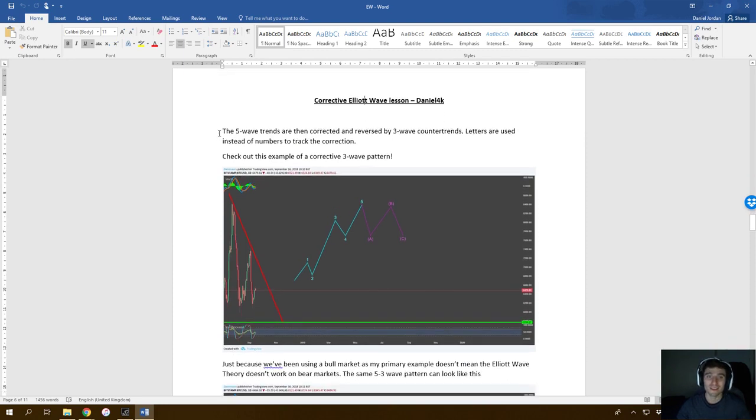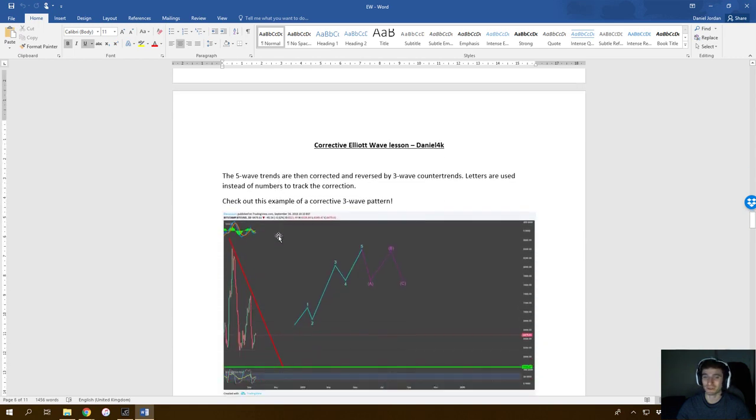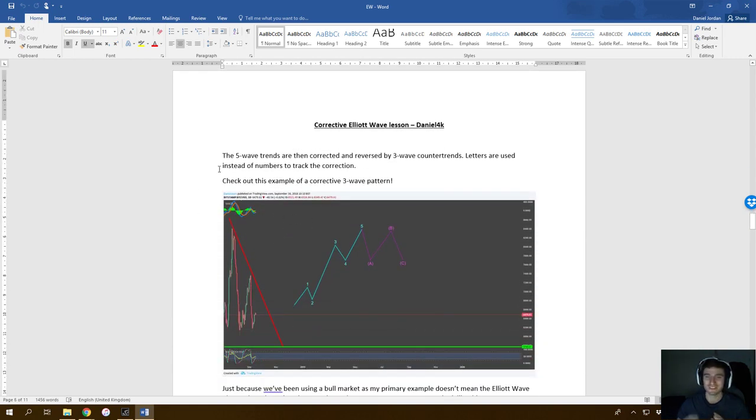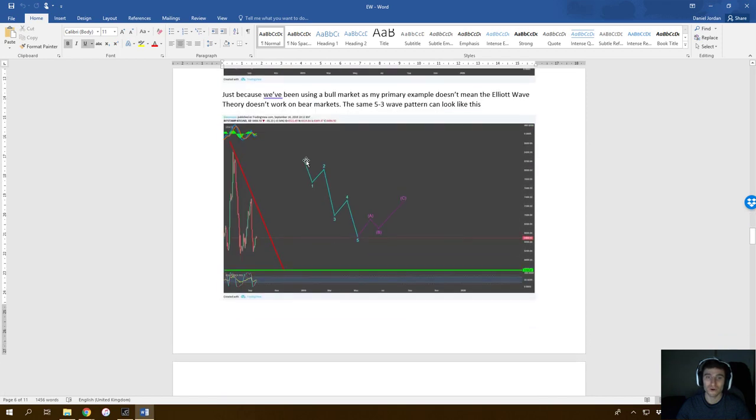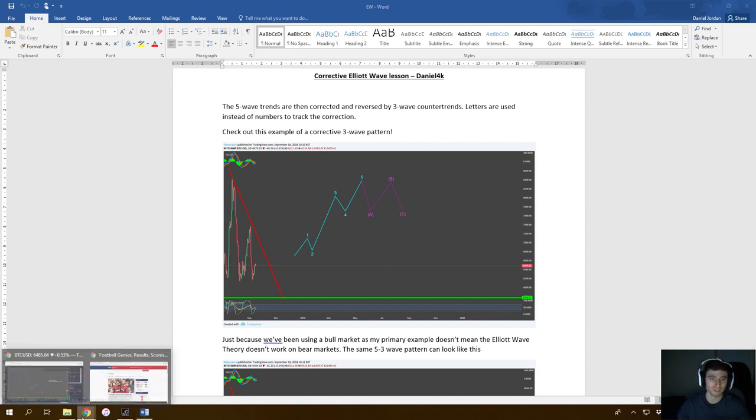Okay, so obviously I ended with the impulse waves, so this is moving on to this. So after you have had your 5 impulse waves up or 5 impulse waves down, you are then going to move on to your ABC correction. Just so you're aware, letters are used instead of numbers to track the correction. So with your impulse waves, you're using 1 to 5, and for a correction, you're using ABC. Just so you're aware, you can have an ABC. I'll show you on the trading view.